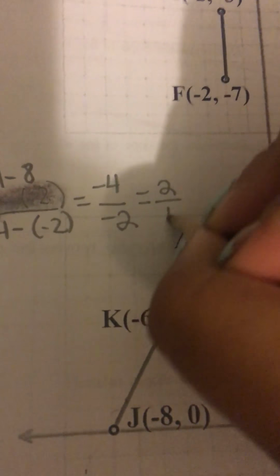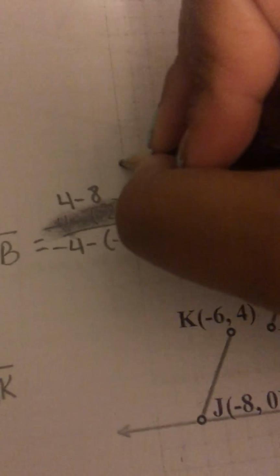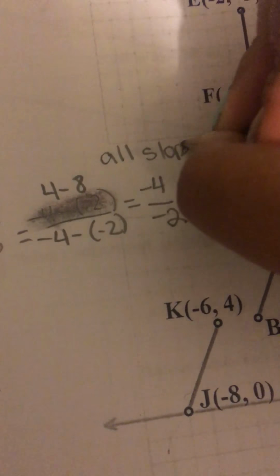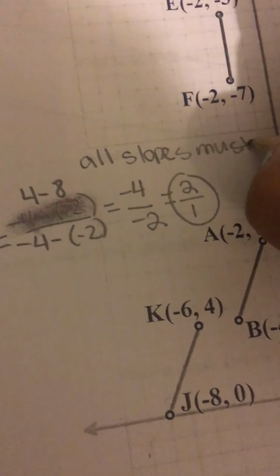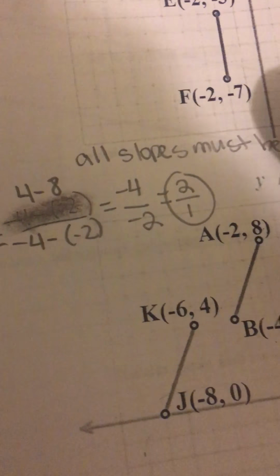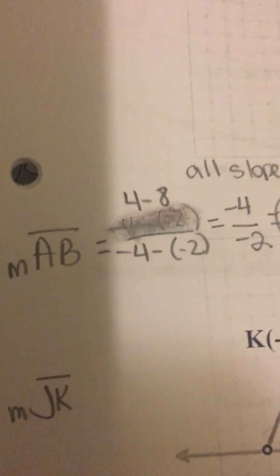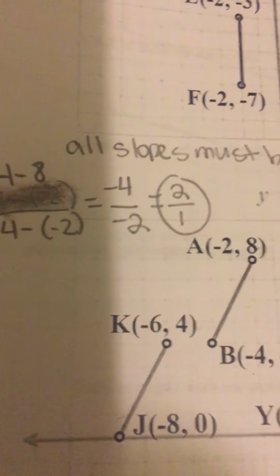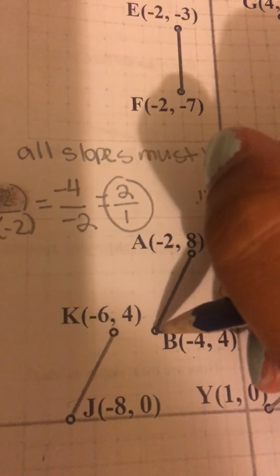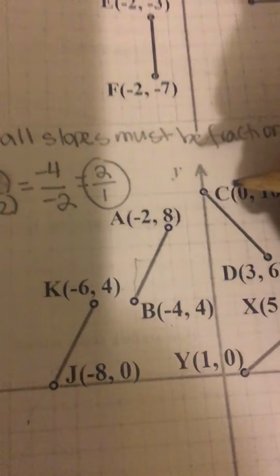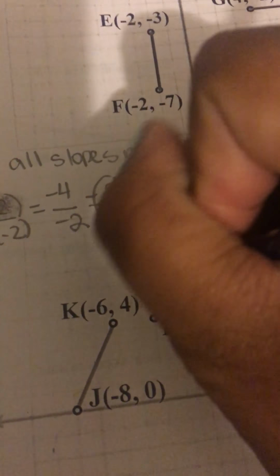But when I work this out, I get -4 over -2. When I reduce that, it gives me 2, but all slopes must be fractions. Remember that, and you might want to write that down. All slopes must be fractions. And if you're not sure where I'm getting this page from, it's page 19 in your packet. So that's the slope of AB, 2/1. So this slope technically goes up to 1/1, and we're going to discuss what that means. So this is a slope of 2/1.